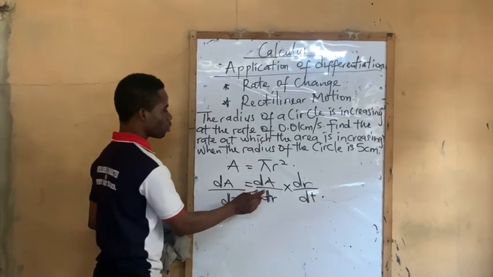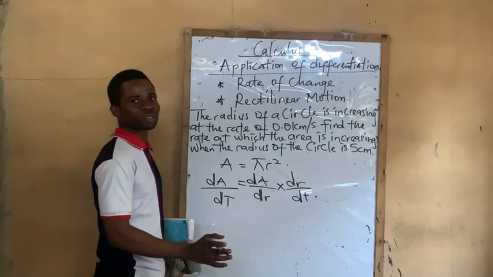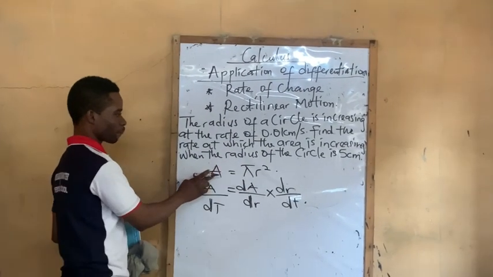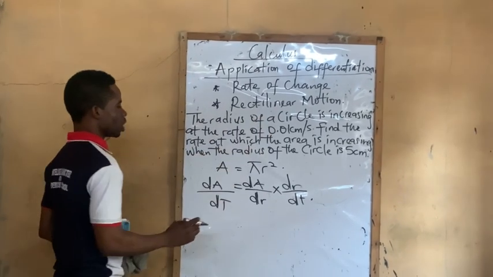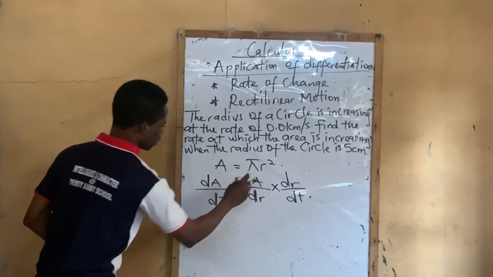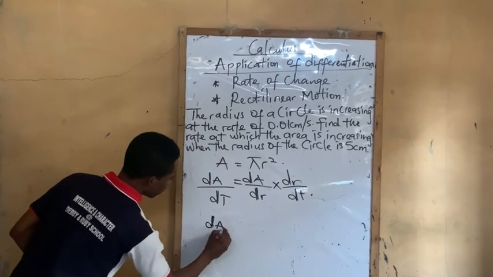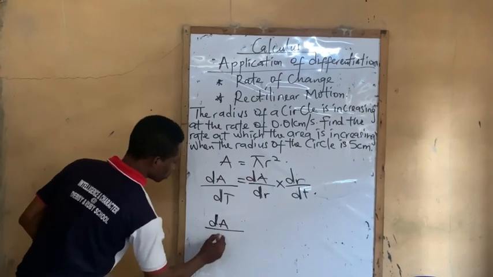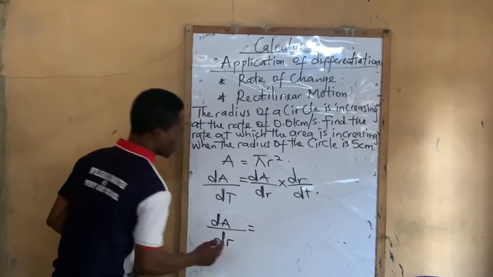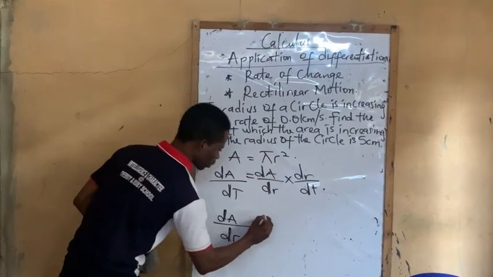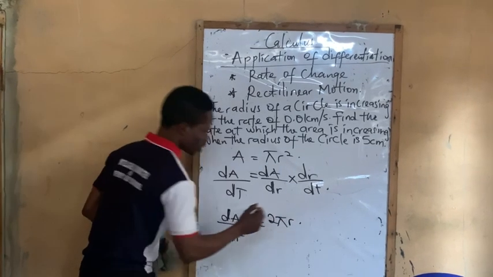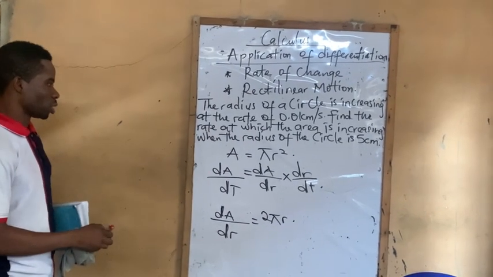Now, let me get this one first. How will I get it? Since I know my area of a circle is pi r squared, because they talk about the circle here, let me differentiate with respect to r. What will be my dA over dr? What is the differentiation of pi r squared? That is 2 pi r. So I've gotten that one in the first place.